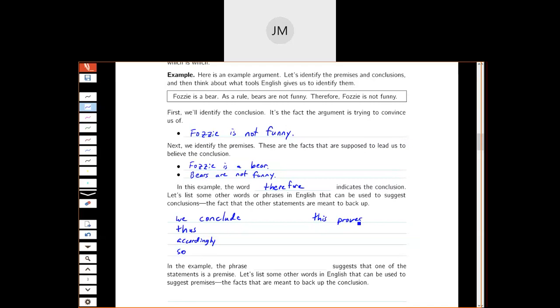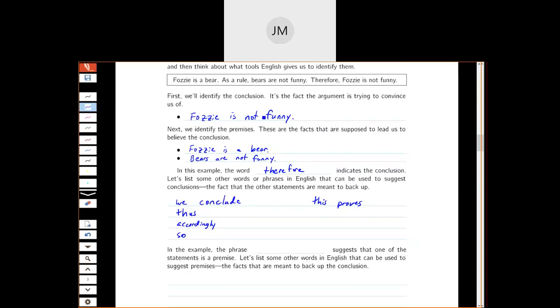All right, so now let's look at the premises. And when I look at my argument here, Fozzie's a bear. Well, there was no extra language around that. It just sort of jumped right in. But then we have this thing, as a rule, in front of one of our premises, right? So we're going to use that as our example here. As a rule suggests that that statement is a premise.